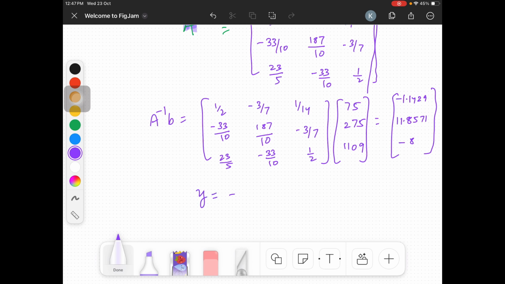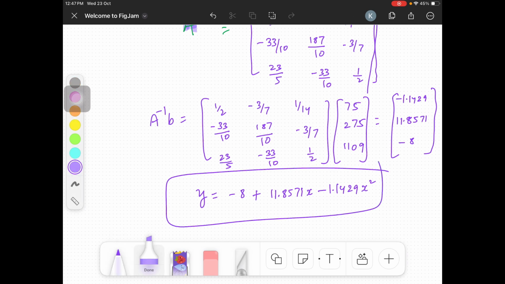So that means the polynomial we are fitting here looks like this: Y is equal to minus 8 plus 11.8571x minus 1.1429x squared. So this is the polynomial which is to be fit for this particular data set. Okay, so we will be looking at how we can make a Python code, right?